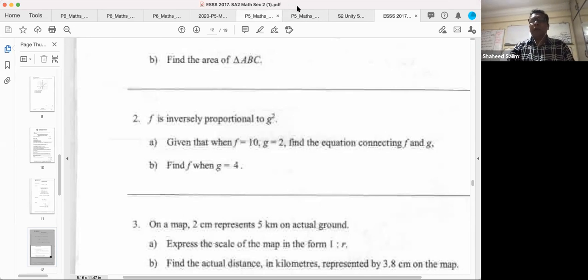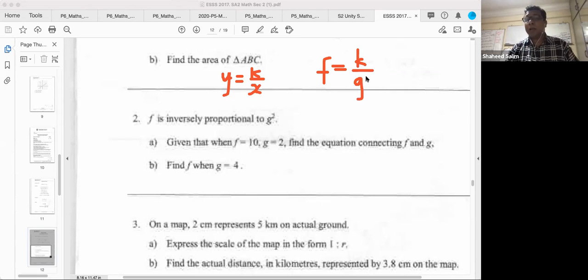Remember what is the formula for inverse proportion? y equals k over x. But there's no y and no x here, and what is k? So you must change it now. This now is f. f equals k, k is constant, over g square, not g, Miss Inshira, it is g square. That's what they tell us.